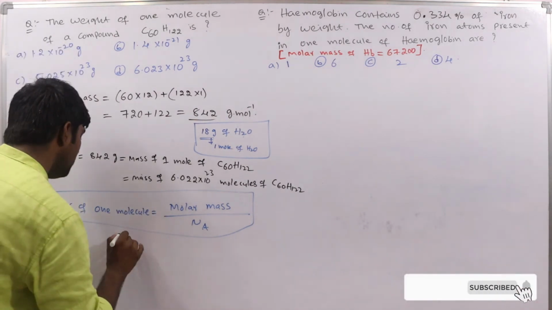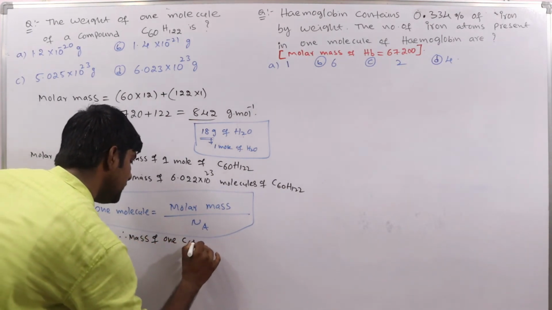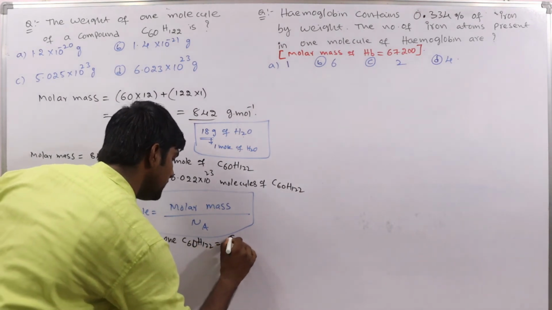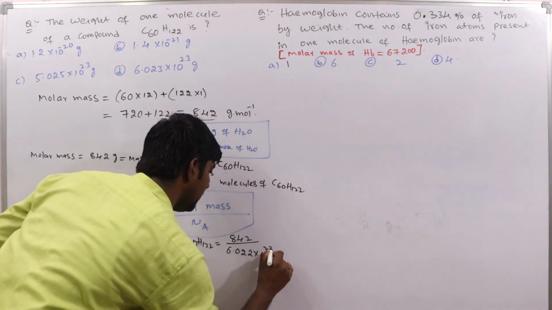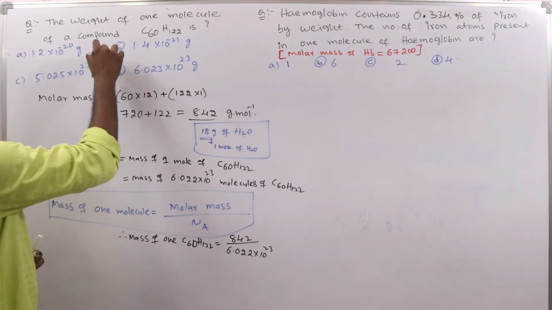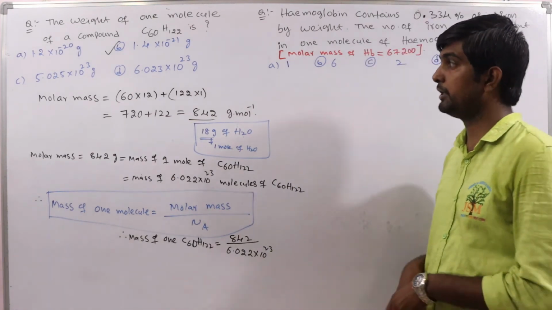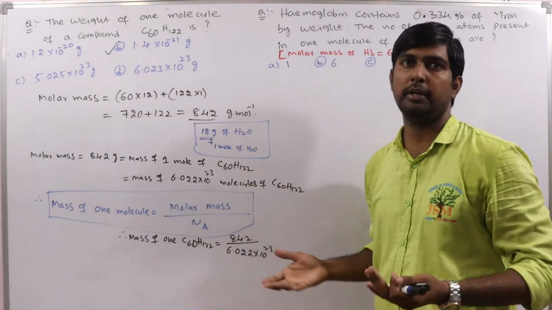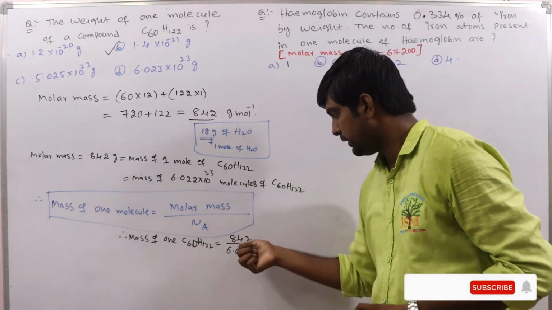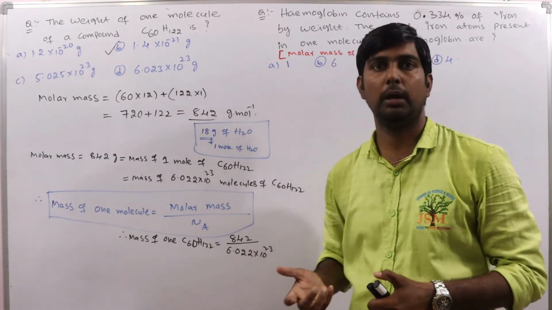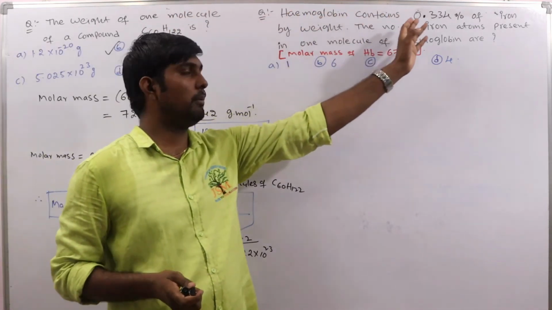So here the mass of 1 C60H122 molecule is equal to its molar mass divided by 6.022 into 10 power 23. After simplification we get option B as the answer. Simplification you can do yourself; I am explaining how to solve. So here the mass of one molecule is its molar mass divided by Avogadro number. Clear? Right. Next, see another problem, a very important model.